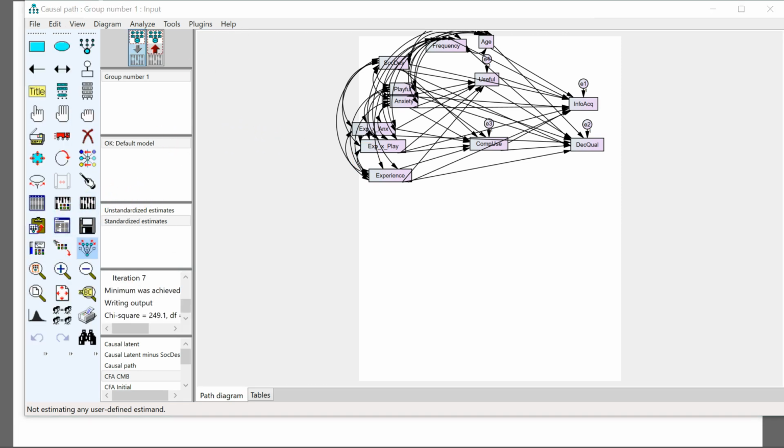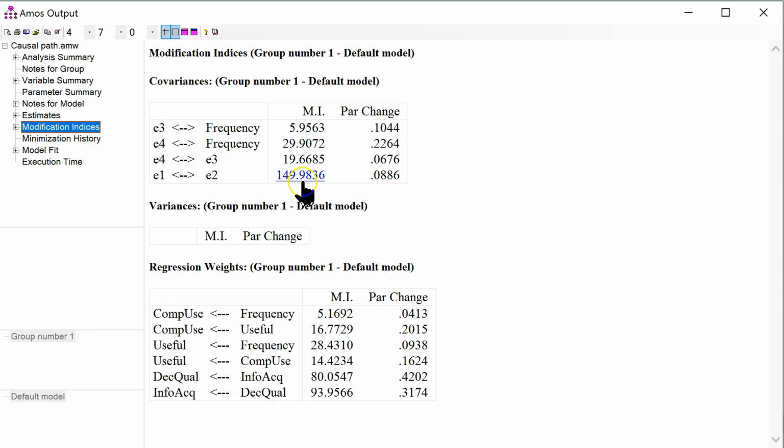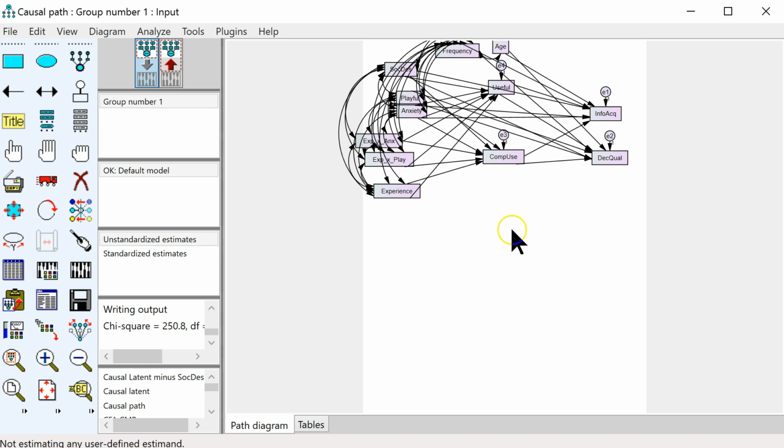And look at model fit real quick. Oops, here you go. Model fit is terrible. We need to figure out why. But in order to do that, we have to look at modification indices, which means we need to get rid of social desirability. Here's the big deal right here, E1 to E2. That needs to be covariated. So let's find out what that is.